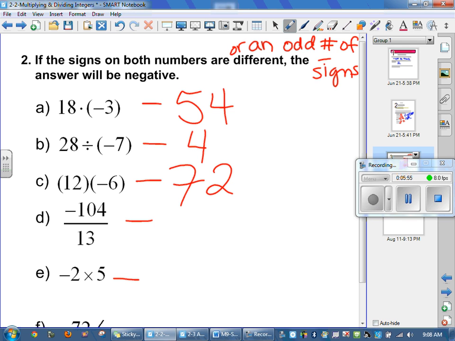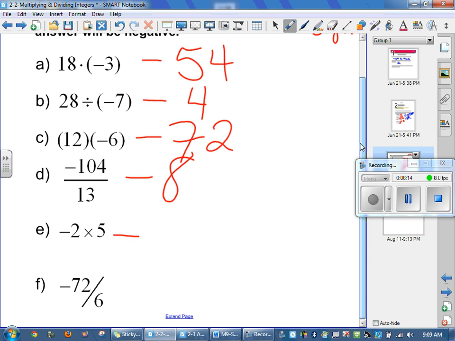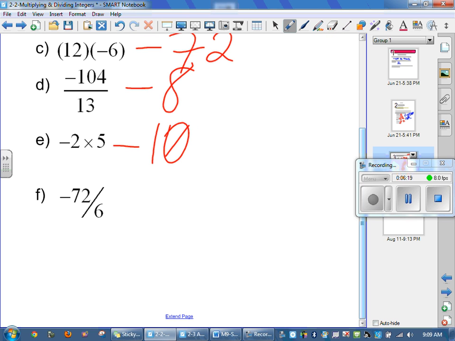Okay. Letter D. You have 104 dividing by 13. How many times is 104 divided by 13? 8. Good. All right. 2 times by 5. 10. Good. We got a negative 10 there. And on the bottom, we have F, negative 72 dividing by 6. What do we get with negative 72 divided by 6? 12. Good. And then again, it's a negative 12 because you have an odd number of negative signs. Okay. That's all we need to know.